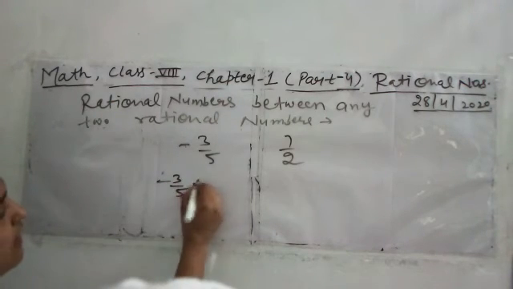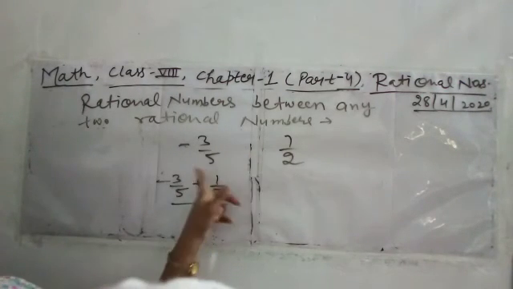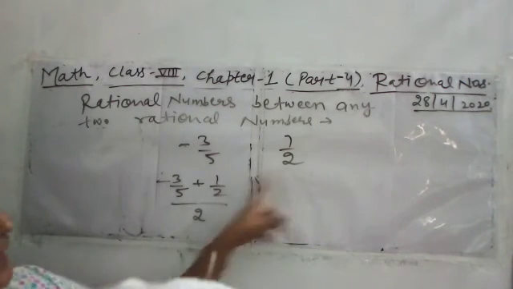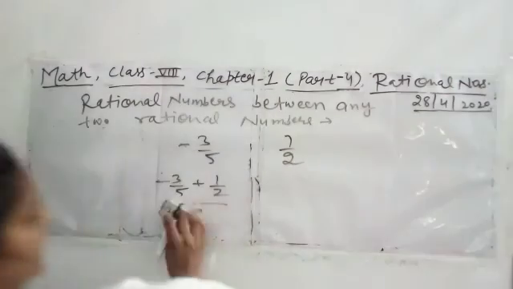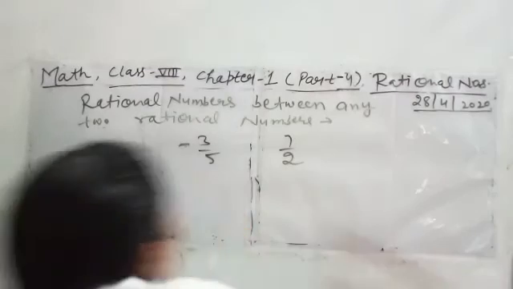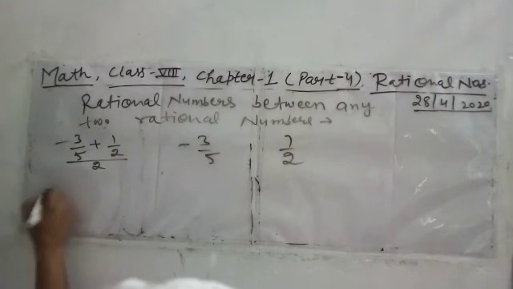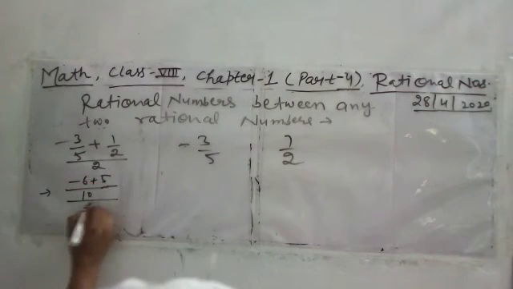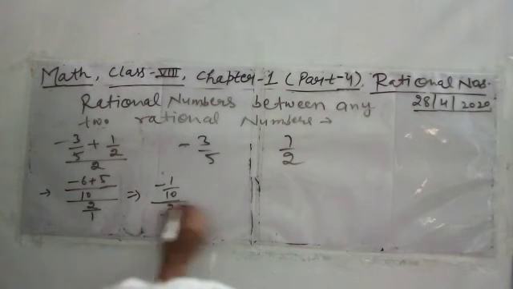Minus 3 by 5 plus 1 by 2, upon 2. If we have to take out a rational number between these two rational numbers, then we can find it like this also: first rational number plus second rational number, then divided by 2. After solving, I will show you here. Minus 3 by 5 plus 1 by 2, upon 2. Firstly take the LCM. 10, minus 6 plus 5, upon 2. This 2 you can consider as 2 upon 1. After that this is minus 1 upon 10, and this is 2 upon 1.